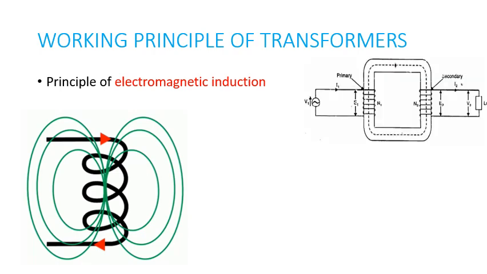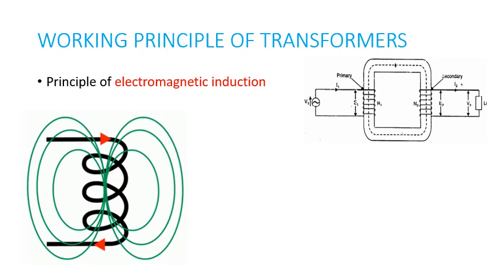When an alternating voltage V1 is applied to the primary, an alternating flux phi is set up in the core. This alternating flux links both the windings and induces EMF E1 and E2 in the primary and secondary windings, according to Faraday's laws of electromagnetic induction. E1 is termed the primary EMF and E2 is termed the secondary EMF.